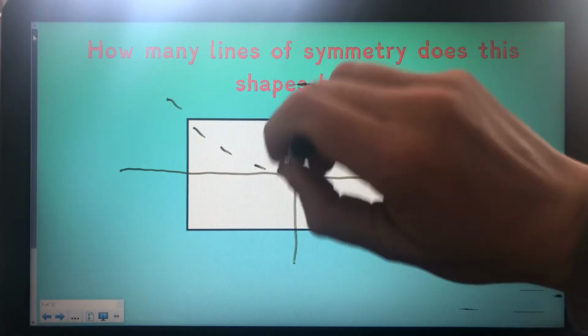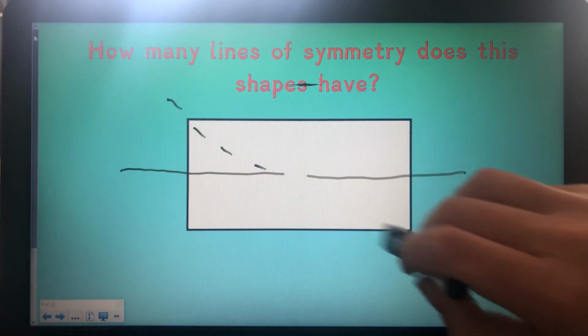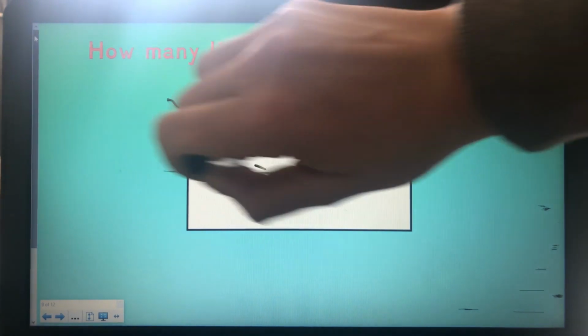I am going to have to clean off my computer because I've done that thing I do where I've drawn on the screen and I shouldn't. This time it's just my laptop.